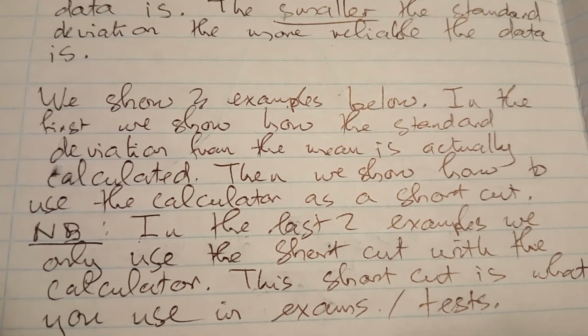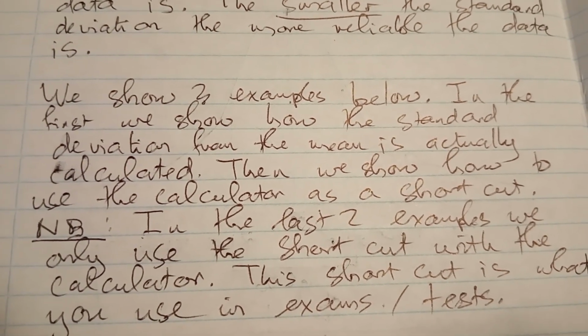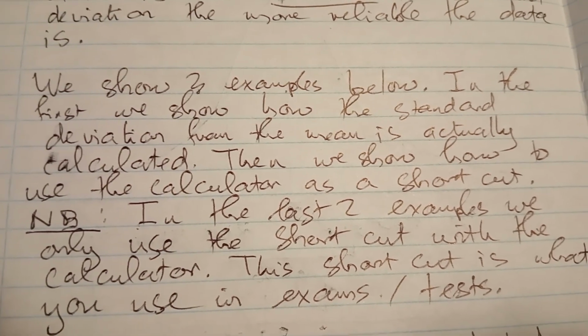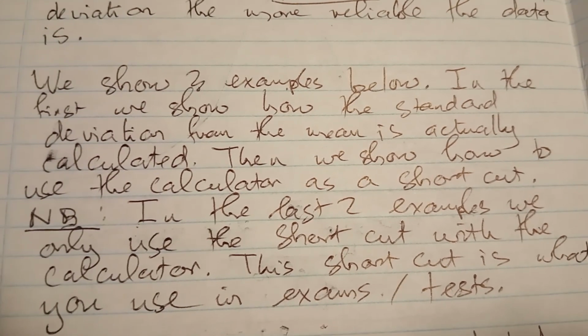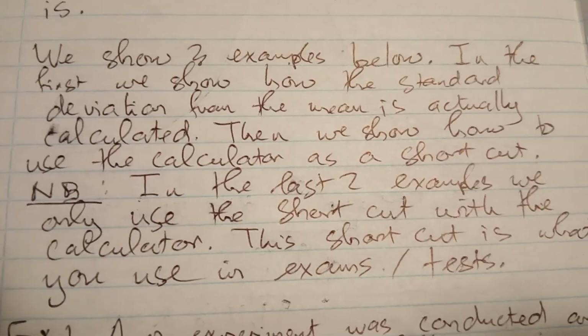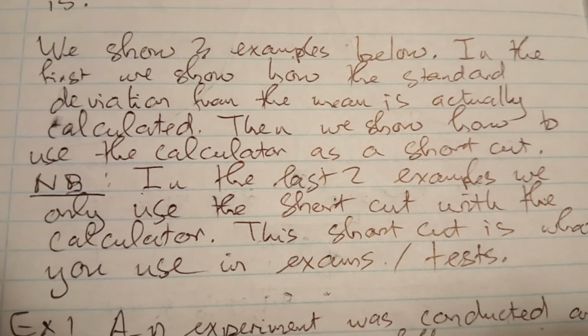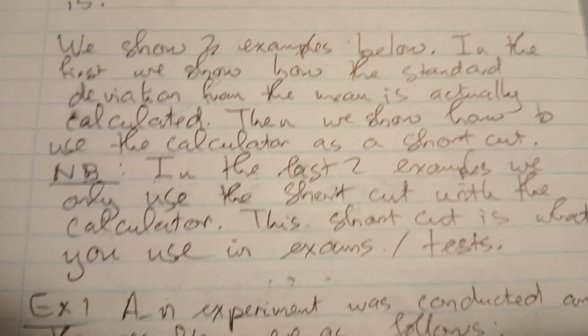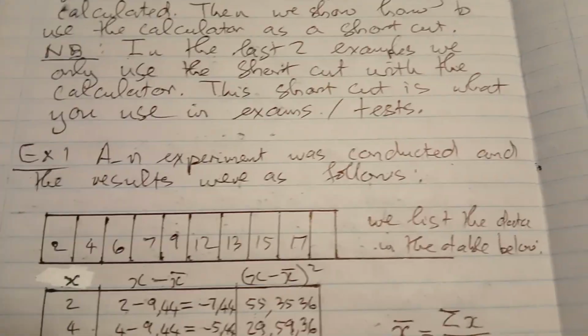We show three examples below. In the first, we show how the standard deviation from the mean is calculated. And then we show how to use the calculator as a shortcut. And in the last two examples, we only use the shortcut, because the shortcut is what you're required to use in the exam. So let's start with our first example.